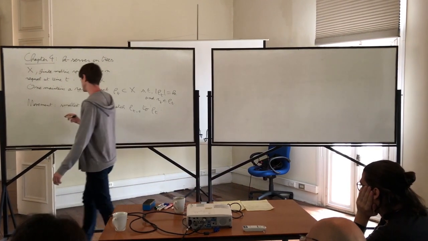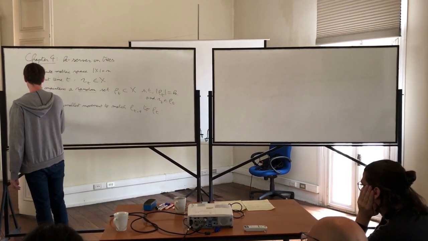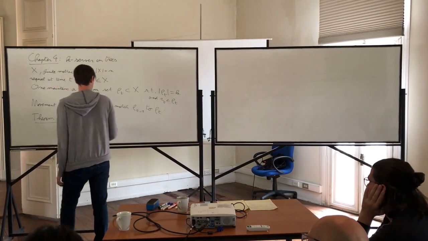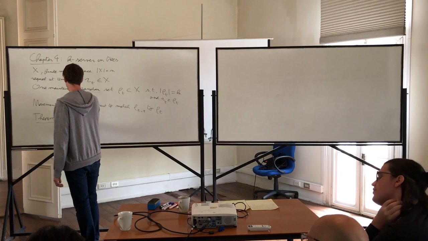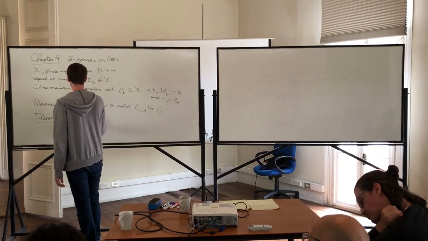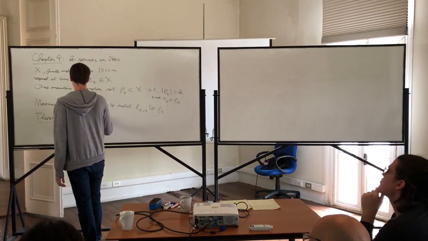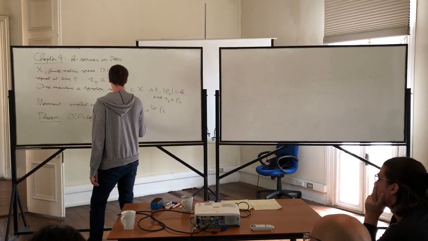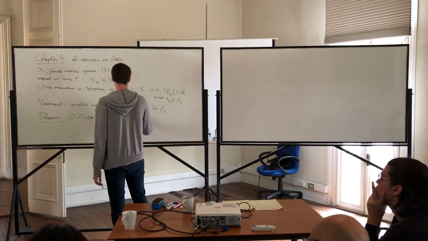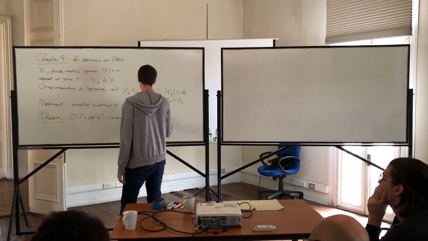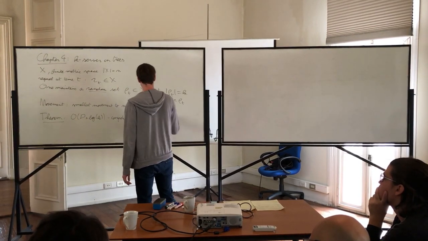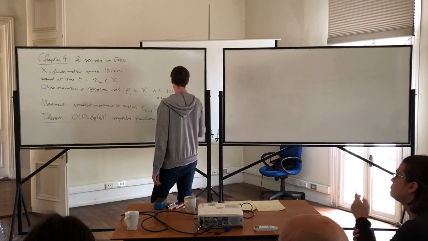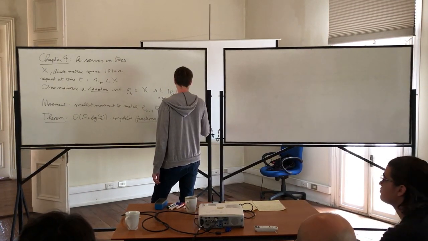And the theorem that we're going to see today is going to be an O of D times log K, where D is going to be the depth, competitive fractional algorithm, and this is a term that has not been used so far in the lecture, and I will explain what it means, on trees.